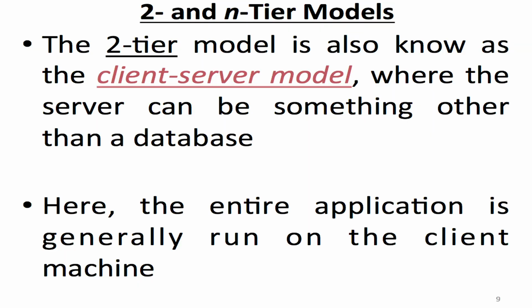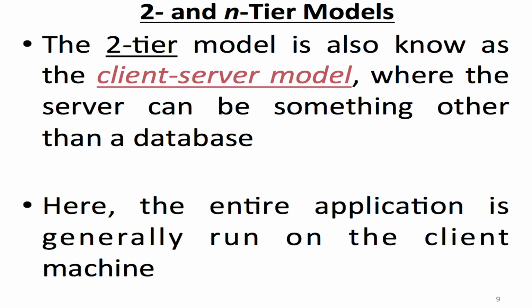So, 2-tier to n-tier model. The 2-tier model is also known as the client-server model, where the server can be something other than the database. We are not talking about the database. In this system you can see one is the web server and another one is the web client. So these are two, one is the client and another one is the server. And the server may have the database. We have no separate database in this 2-tier technology, but suppose we have a separate database server, then we require 3-tier technology. We have to go towards the 3-tier technology.